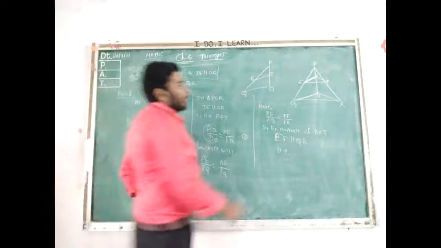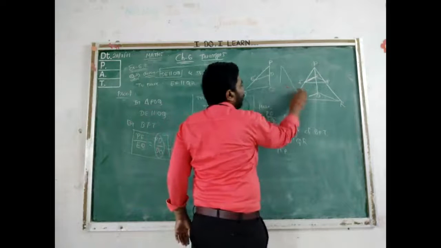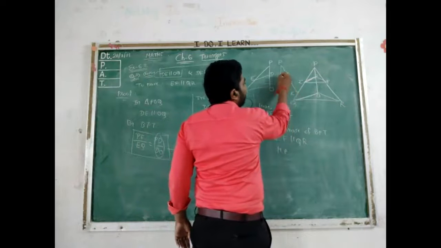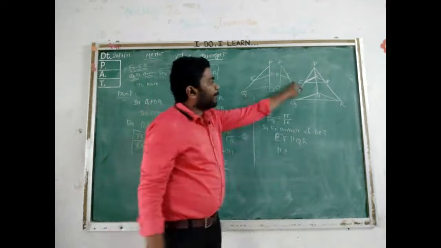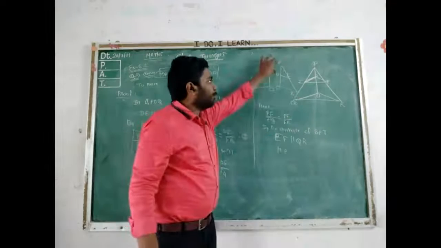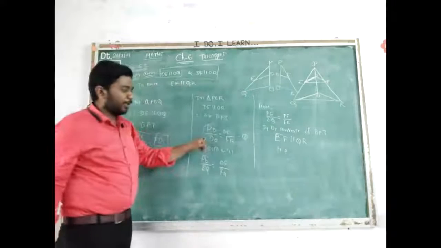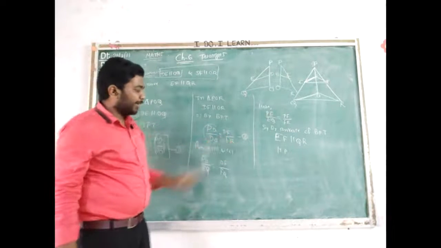Same way, if I am talking about these two triangles, this triangle POR, then it's like this: PO, and here it's R, and here point D and F is there. So this DF is parallel to OR. So PD upon DO is equal to PF upon FR. So I had written this as the second one.